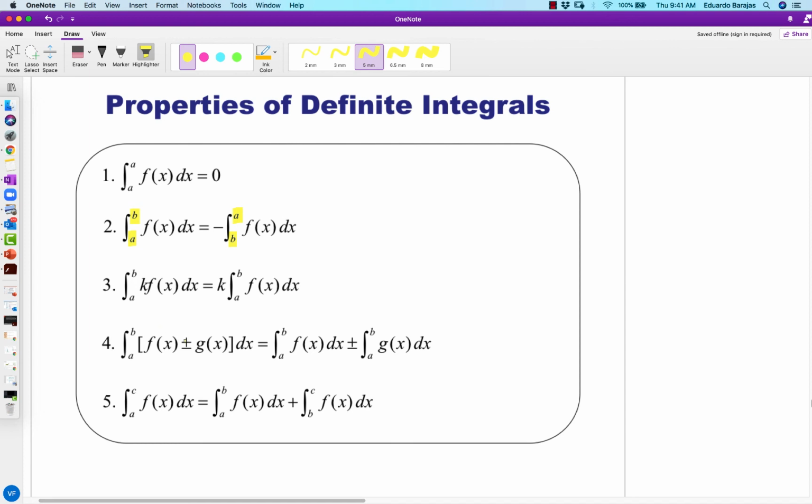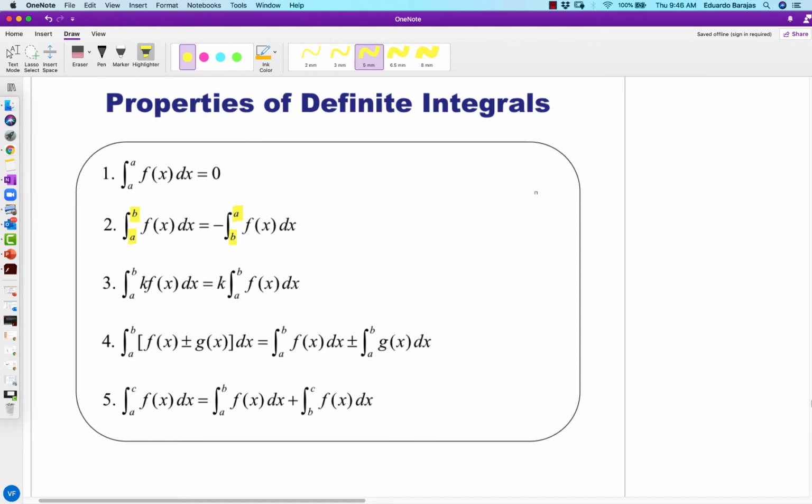The fourth one says that if we have a plus or a minus in the integrand, then we can separate it this way. So the integral of a sum of functions is equal to the sum of two different integrals. Likewise with the subtraction. So we can have an addition or a subtraction of two different functions, and then restate that as the addition or subtraction of two different integrals, right? Just like this.